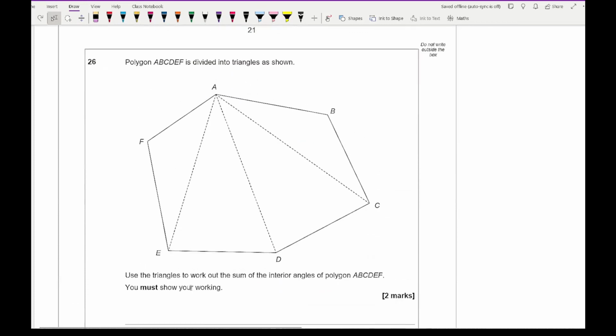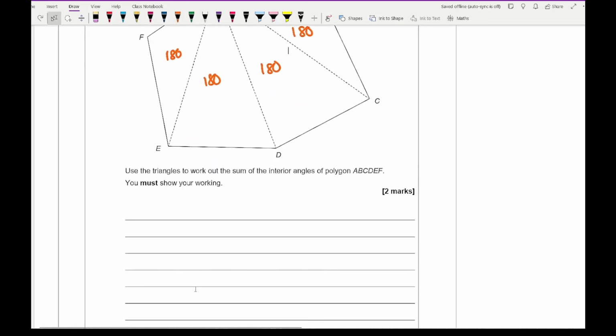Then moving on to question 26, it says polygon ABCDEF is divided into triangles as shown. Use the triangles to work out the sum of the interior angles of the polygon ABCDEF. Well, each triangle is 180. So then all I've got to do is do 4 times 180, which gives me an answer of 720.